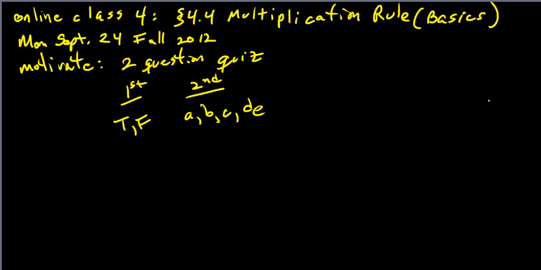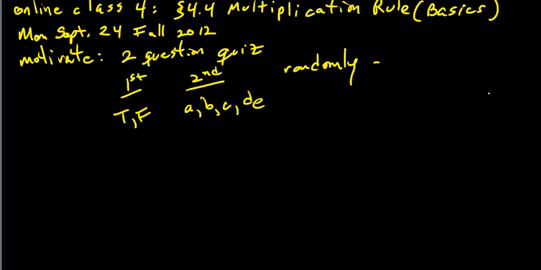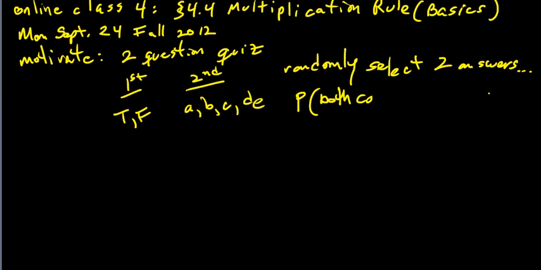Let's say I randomly select 2 answers from both questions. All right, so I know nothing, and I'm making random guesses on both of these. I'm going to ask you, what's the probability that both questions have been answered correctly?